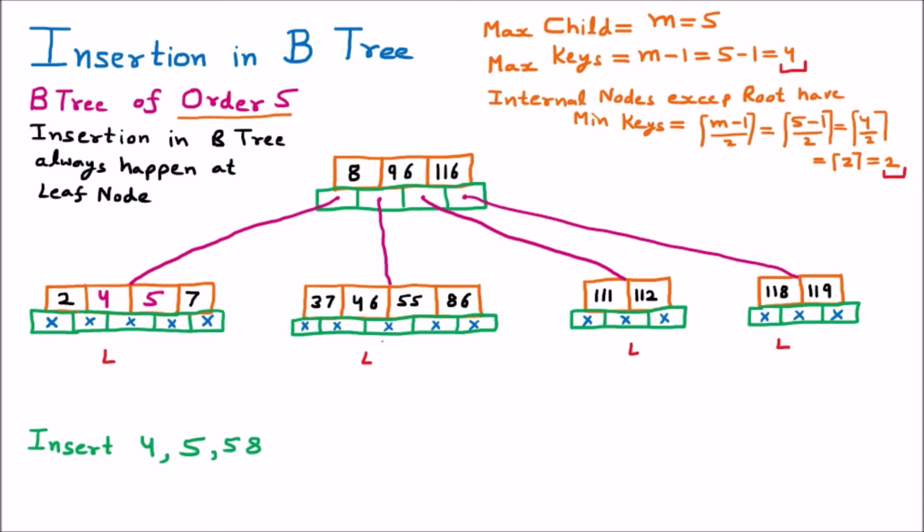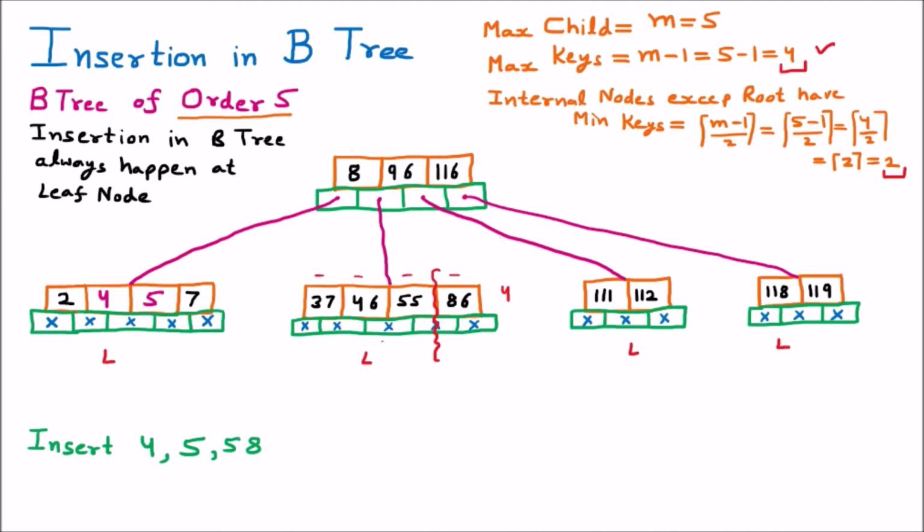So if we talk about the 58, then we know that 58 is the perfect position, because on the left the values are less, on the right values are greater. Before inserting directly, we should check how many keys are there. So 1, 2, 3, 4 means 4 keys are present in this node. And how many keys maximum can there be? 4. So this node already has the maximum keys available.